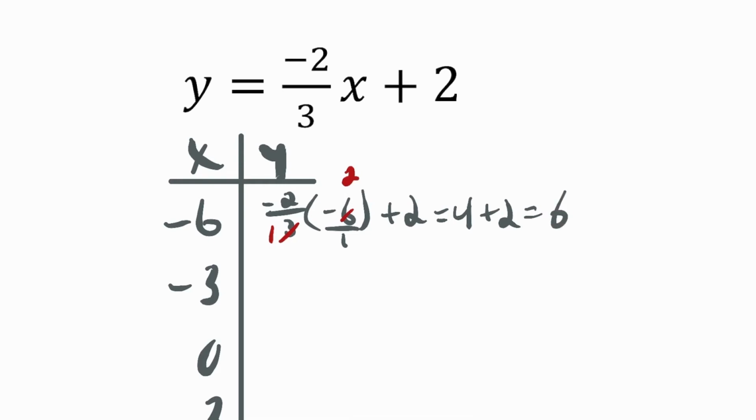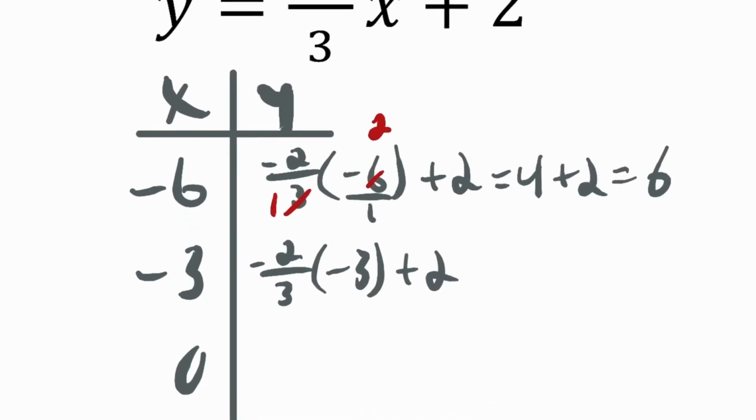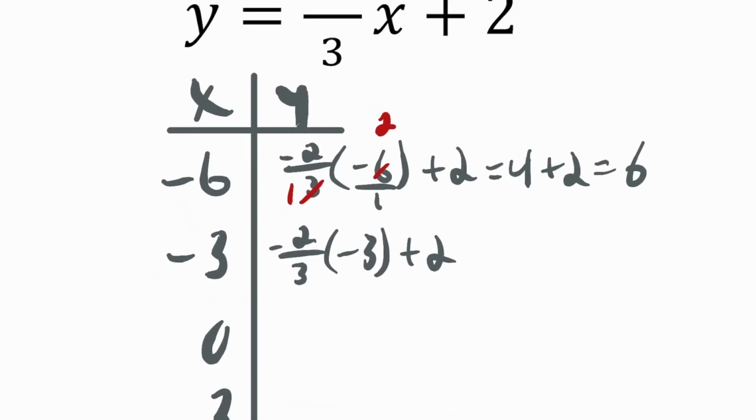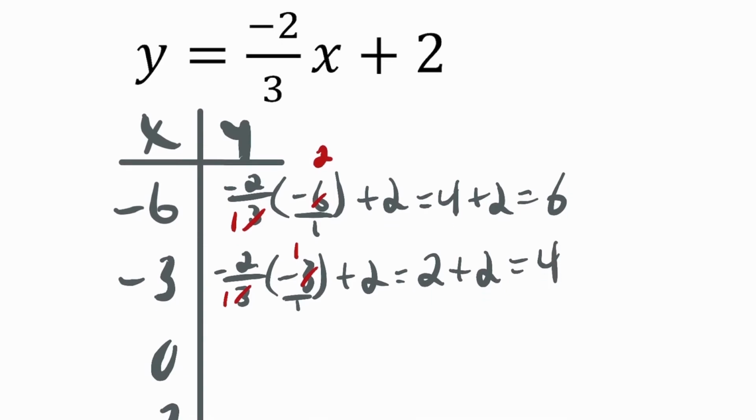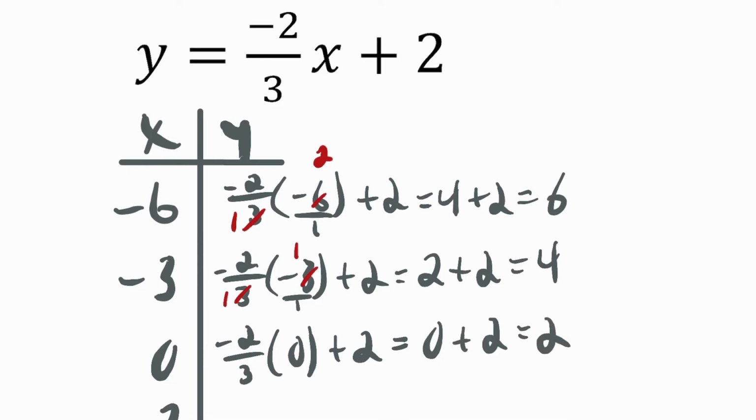So -3, so -2/3 times -3 plus 2. Cancellation. Again, before we cancel, this 3 here, I think of that as being 3 over 1. So I can cancel that 1, cancel that 1. So I have -2 times -1, 2 plus 2. So we get 4, all right? If I plug in 0, I will have -2/3 times 0 plus 2. Anything times 0 is 0, so I have 0 plus 2, so I get 2.